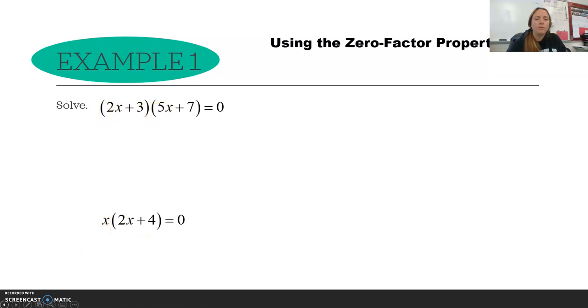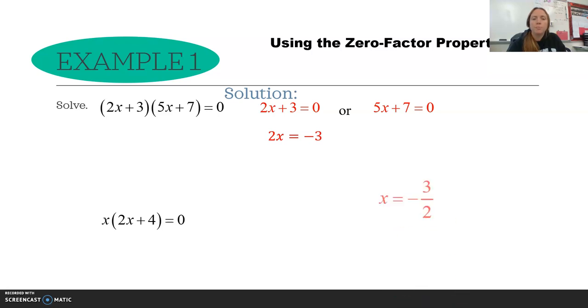These two are already factored for our first example, which means we're just going to use the straightforward zero product property. If these two things are equal to 0, that means where is y equal to 0, or where are your x-intercepts. Both binomials, or one or the other, so we're going to find where they're equal to 0. Let's start by setting each piece equal to 0. 2x plus 3 equals 0, or 5x plus 7 equals 0. Then we just solve for x like you did in the past. Subtract 3, divide by 2, and we get -3 halves. For the one on the right, subtract 7 and divide by 5, so we get -7 fifths.